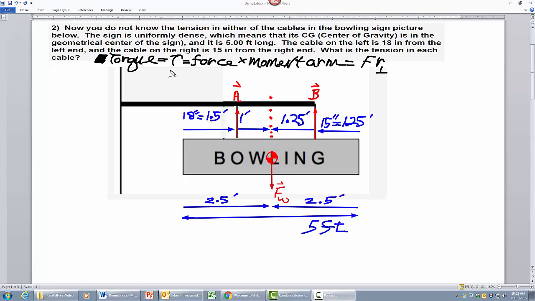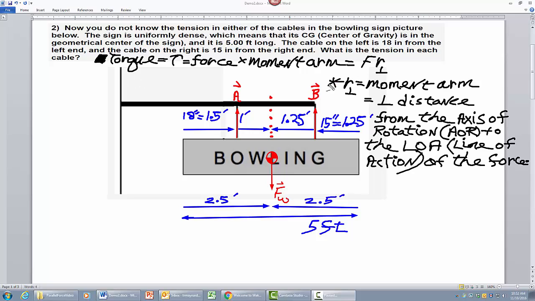Recall that torque is a force times a moment arm. Symbolically, the force is just F, and the moment arm is R perpendicular. A torque is a force with a moment arm that has a tendency to cause rotation. Since torque is a force times a moment arm, to understand what torque is, one must understand what a moment arm is. R perpendicular, or the moment arm, is defined to be the perpendicular distance from the axis of rotation, or AOR, to the LOA, line of action, of the force that has the torque.